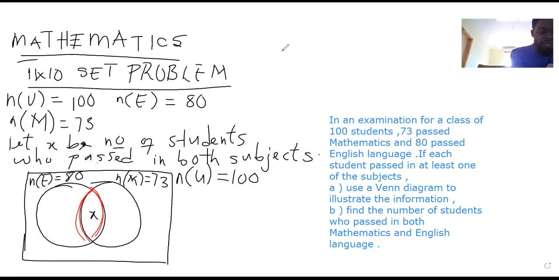That would be 80 minus X. And the number of students who pass in mathematics only, when you subtract the intersection, the number of students who pass in both subjects, from the number of students who pass in mathematics, that would be 73 minus X.